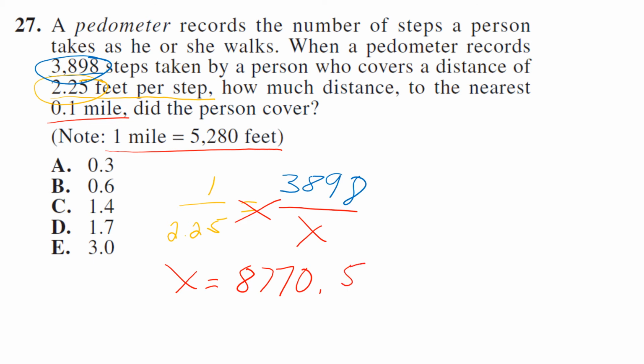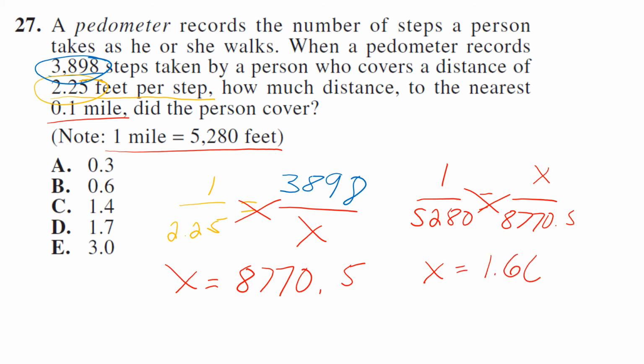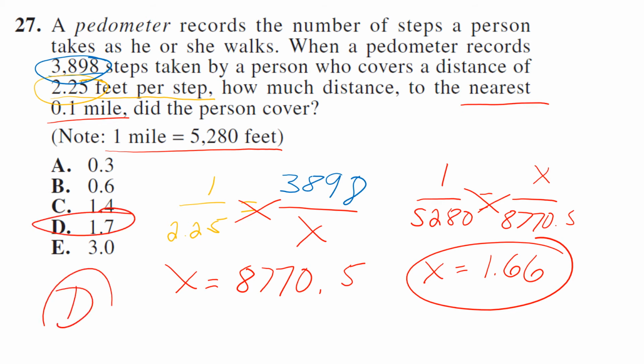Now we can do another proportion. 1 mile is 5,280 feet. I like doing the proportions because that way you don't make any mistakes. That equals how many miles out of 8,770.5 feet? Cross multiply again, and you get x equals 1.66, which is nearest to 1.7, or choice D.